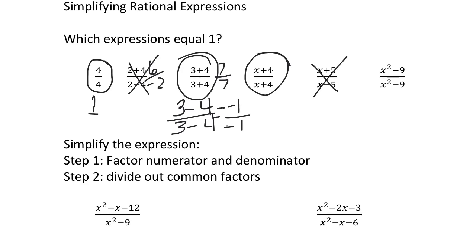And then lastly, x squared minus 9 and x squared minus 9. It's the same on top as it is on the bottom. And so this is also equal to 1.